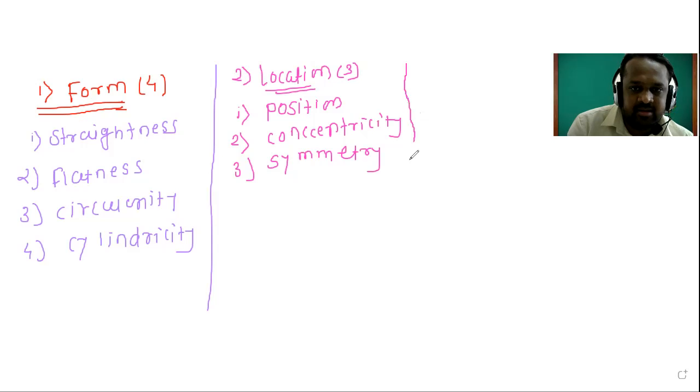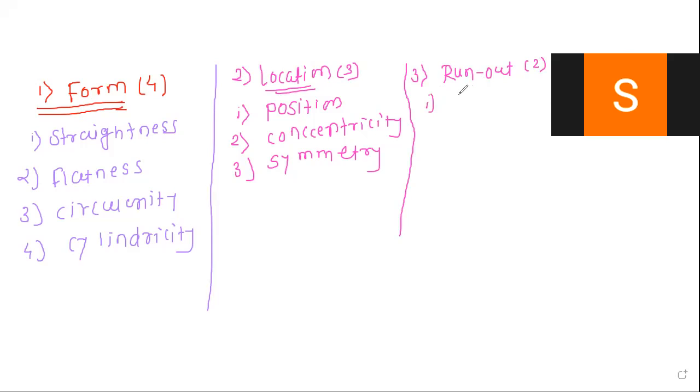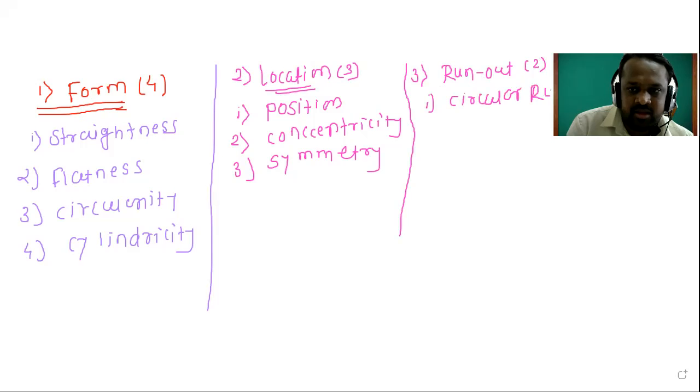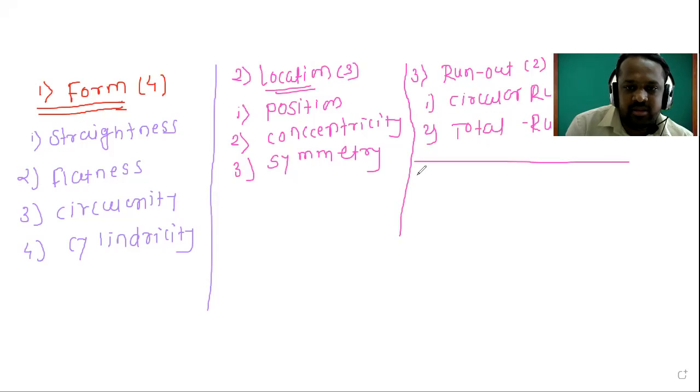Then third is the run out. In that run out, how many characteristics are there? Two. First is the circular run out, and second is the total run out.